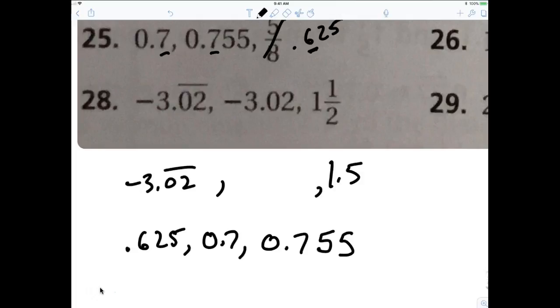It's negative. Yes. Negative 3.02 with the line across. Wow, I'm very proud of you. Then what? Then negative 3.02. Very good. That was a trick question.